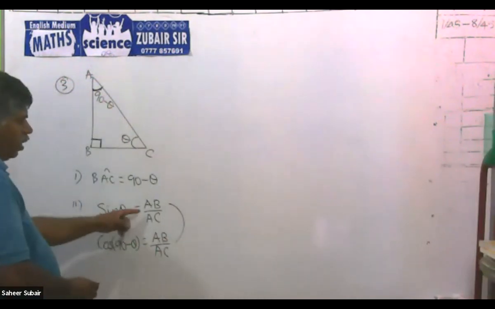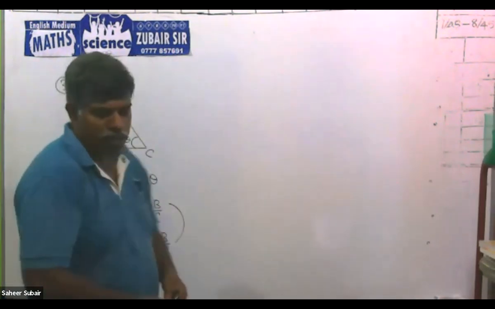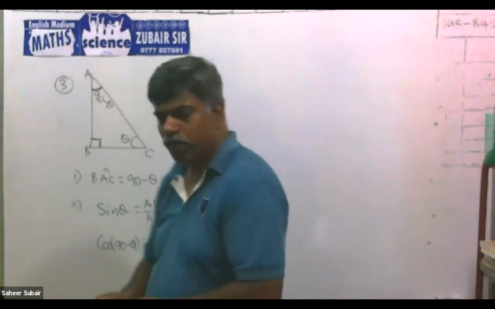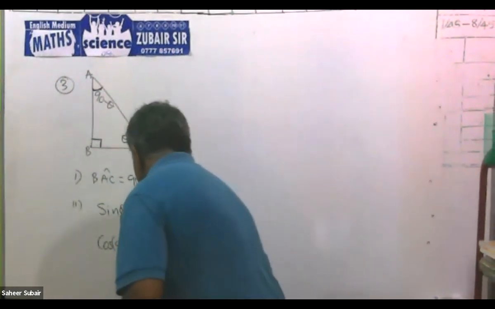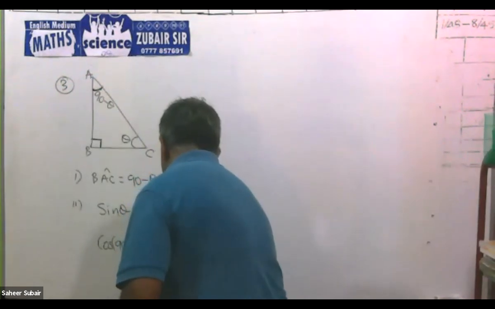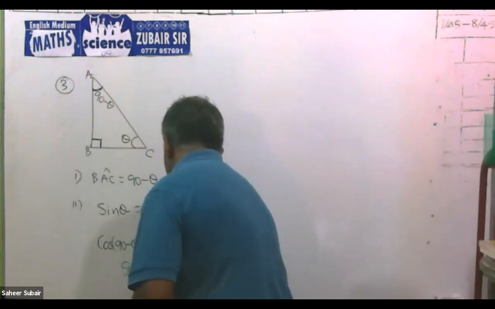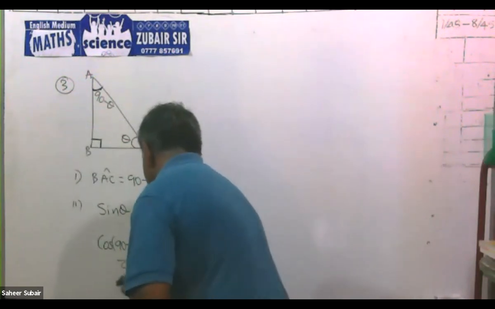Sin theta is AB over AC. Cos 90 minus theta is AB over AC. Both are getting the same value. Because of this, sin theta is equal to cos 90 minus theta. This is an important result.